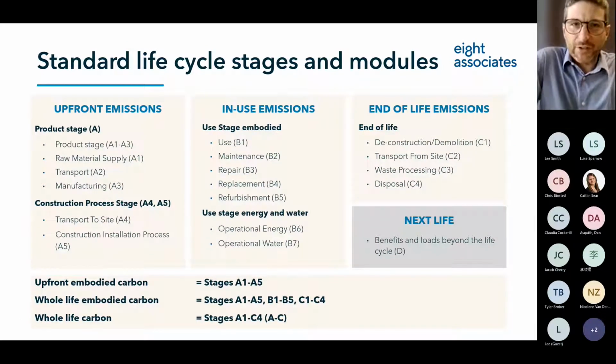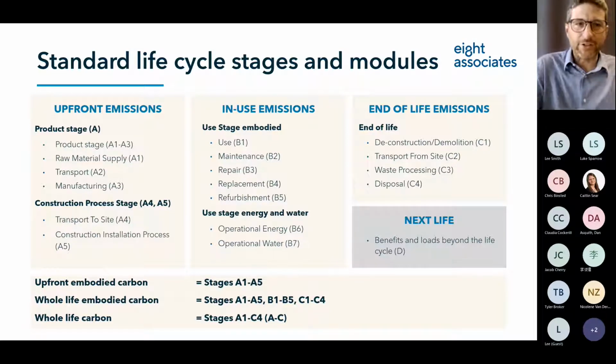So just a bit of terminology on this. If you get involved in anything to do with LCA, embodied carbon, whole life carbon, even if you're not doing it but you're looking at results, you'll start to see these kinds of terms in the analysis. So it's worth spending a little bit of time looking at them.